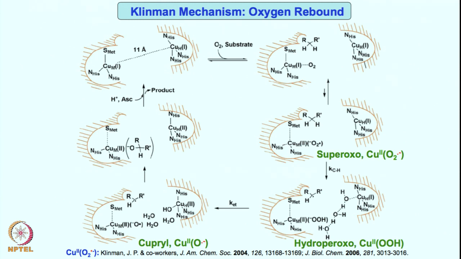So what you have seen over here, essentially, is the 2 copper centers separated by 11 angstrom from each other, and only one of them is reactive. The other one is almost a spectator, of course not truly a spectator, but almost a spectator, where it participates in the electron transfer process during the oxygen-oxygen bond cleavage of the copper hydroperoxo intermediate.